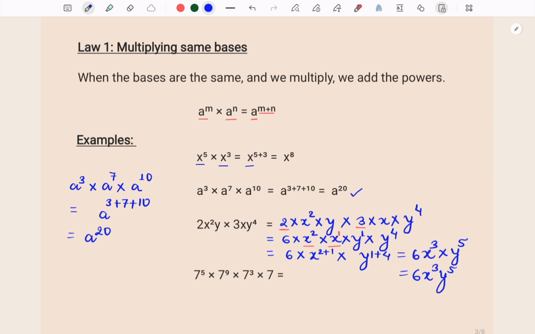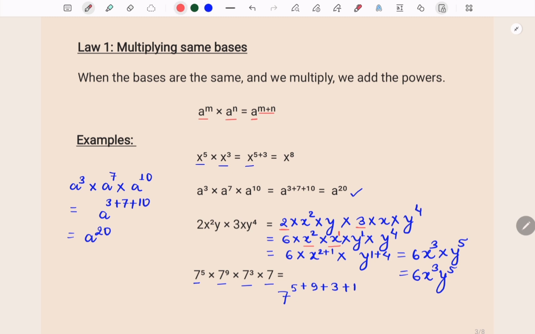I have 7 raised to the power 5. Okay. Then I have 7 raised to the power 9, 7 cube and 7. Again, very easy. All the base are same. So let's keep the base and then add the powers because we are multiplying. Okay. Add all the powers. I have 5. I have 9 plus 3 and plus 1.